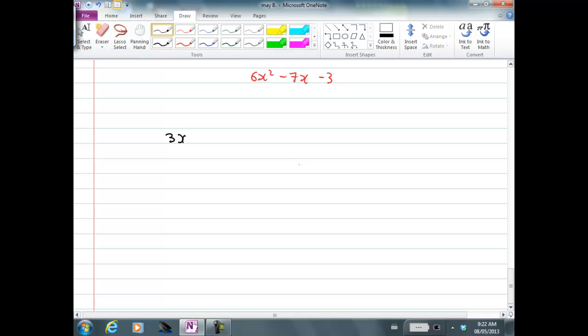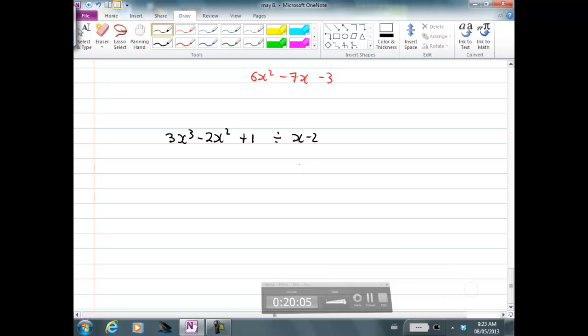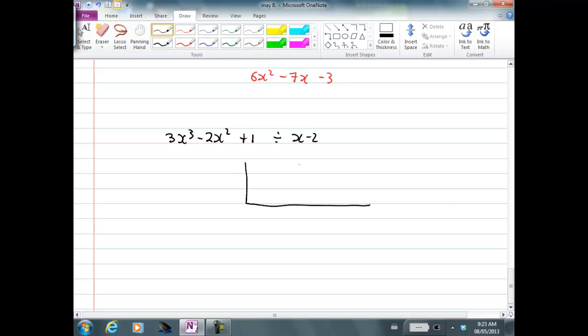3x cubed minus 2x squared plus 1, divided by x minus 2. I'm going to pause it, so I'm going to set it up. Again, it's crucial how you set this up. Jordan, what are your numbers in the top row? 3, 0, 0, 1. Good. That 0 is extremely important. If you forgot that 0, your answer will be wrong. And what number goes on the outside, Jordan? 2 is correct. Now we can easily go for it.